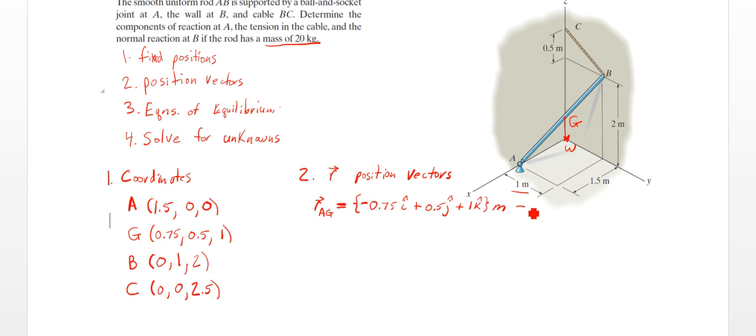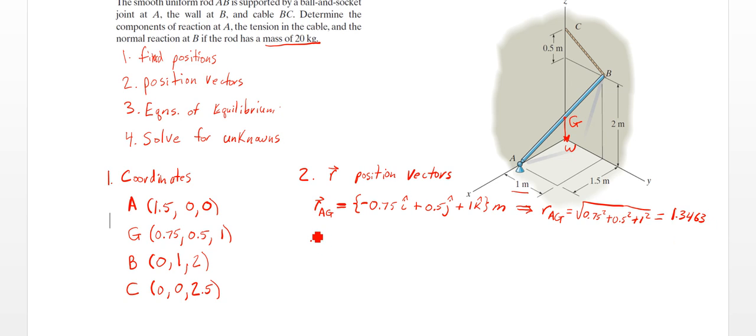And then I'm also going to go over here. So our magnitude of RAG is going to be the square root of each of those squared. So 0.75 squared plus 0.5 squared plus 1 squared, and that all equals 1.3463.